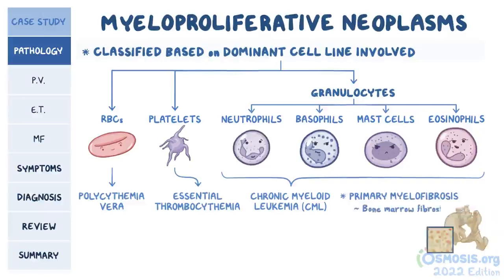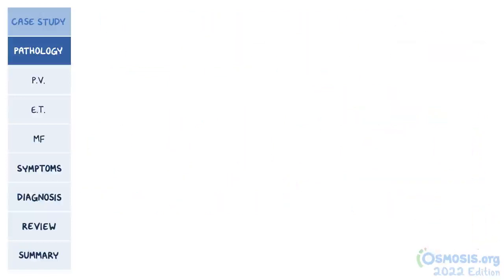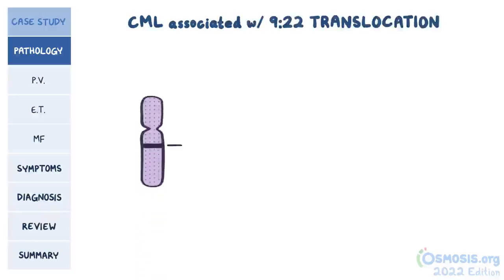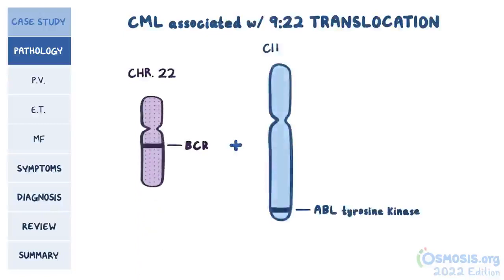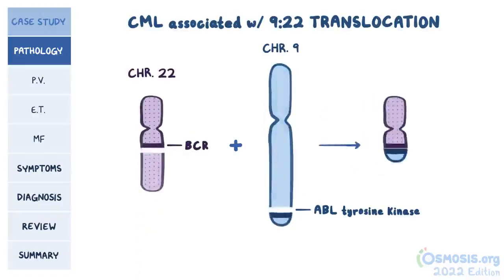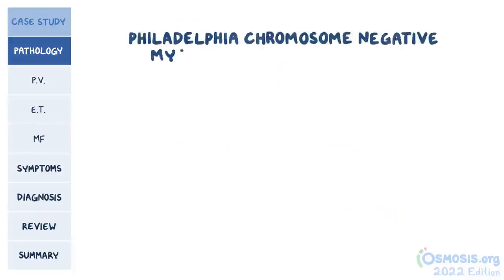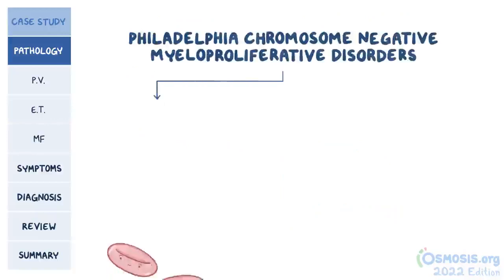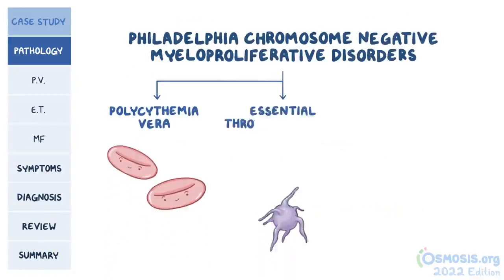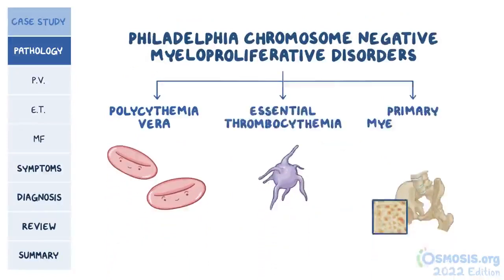by bone marrow fibrosis. Okay, now CML is associated with a 9;22 translocation, which is when there's fusion of the BCR gene on chromosome 22 and the ABL tyrosine kinase gene on chromosome 9. This is called the Philadelphia chromosome. Now, in this video, let's focus on the myeloproliferative disorders that are not associated with the Philadelphia chromosome, or the Philadelphia chromosome negative myeloproliferative disorders, like polycythemia vera, essential thrombocythemia, and primary myelofibrosis.